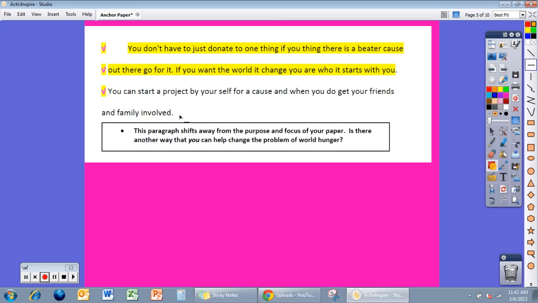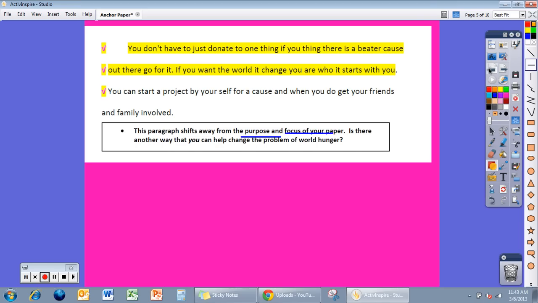Now, first of all, just notice how by me reading it out loud, I noticed many different usage errors. Just a little side note, when you're sitting there reading your essay, read it very carefully. You're not going to be able to read it out loud, but read it very carefully, even mouth the words to yourself, so that you can pick up on some of these errors that you may not pick up just by glancing at it. Okay, again, this paragraph shifts away from the purpose and the focus of the paper.